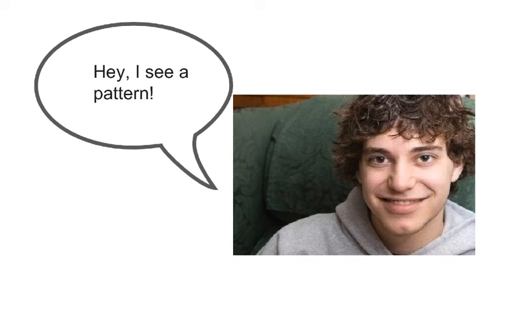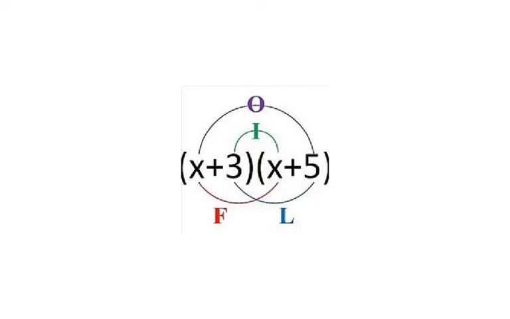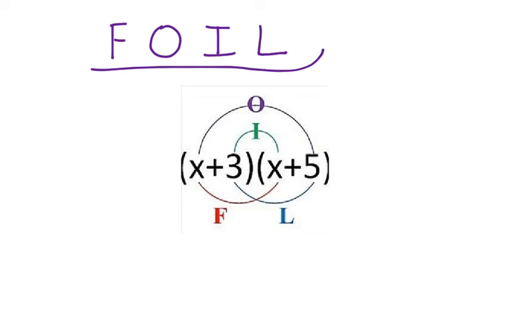Hey, I see a pattern. Well, I'm so glad that you do, because there is one. There is a certain way to multiply two binomials to get the correct product. The way to do it is by using FOIL. Firsts, outers, inners, lasts. This tells us the order to multiply the terms so that we end up with the correct product.